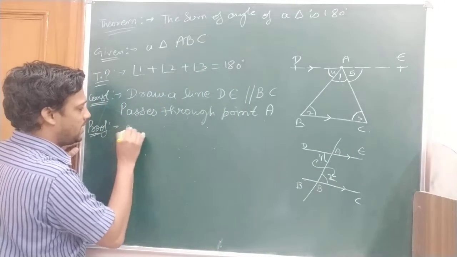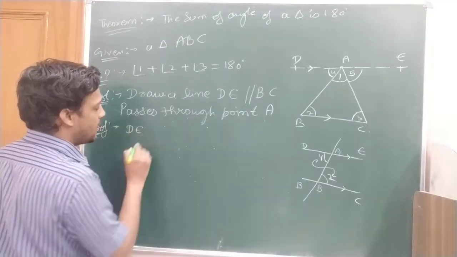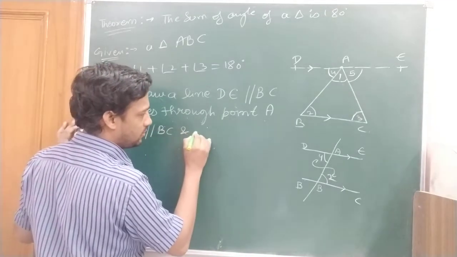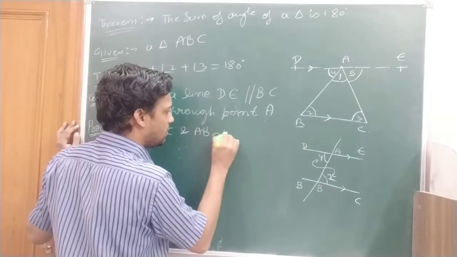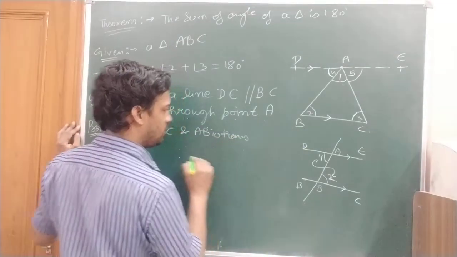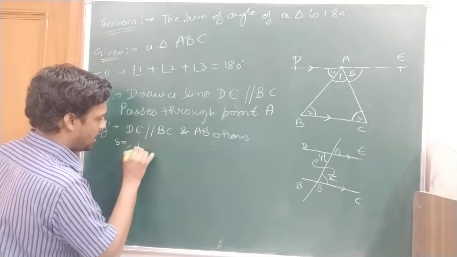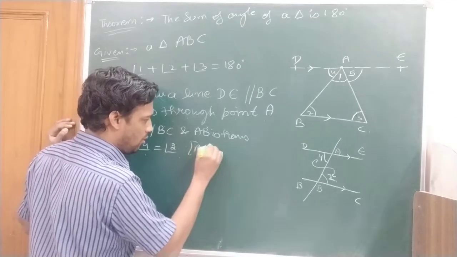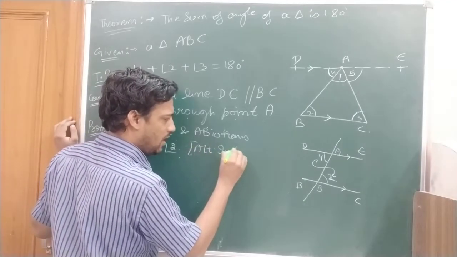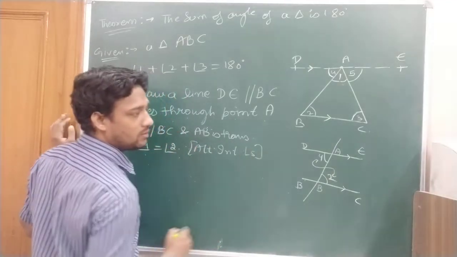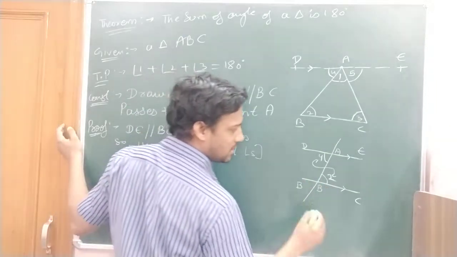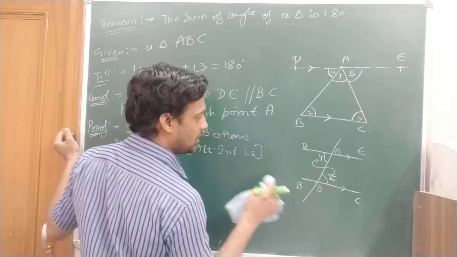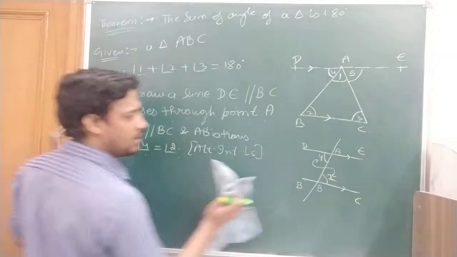How can I write it? DE line parallel to BC and AB is a transversal. So angle 4 equals angle 2. Reason? Alternate interior angles. Second thing, in this diagram, it belongs to this statement.